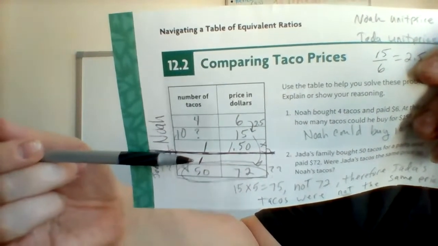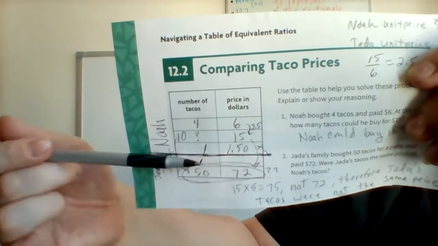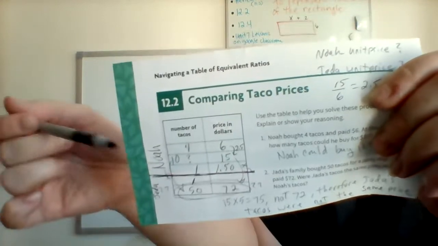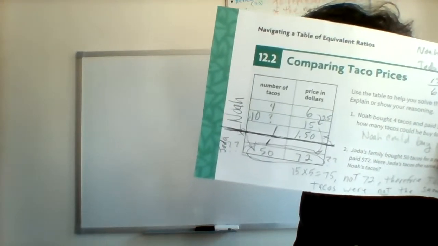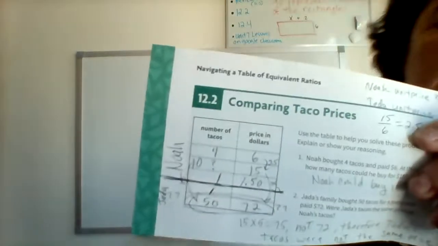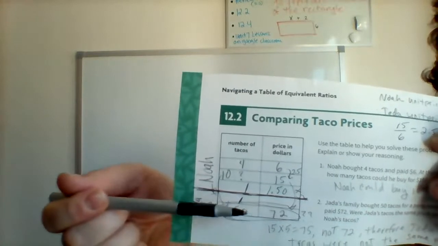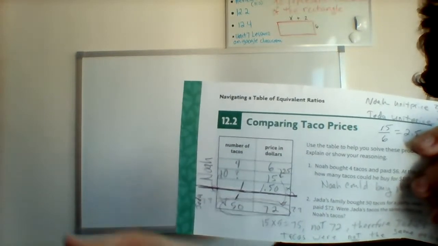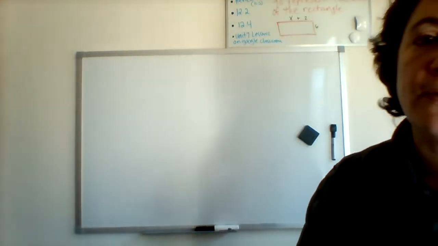How do we get Jada's 1 taco, the price for her 1 taco? How do we get from 50 to 1 or from 1 to 50? You guys have been telling me a lot to divide. So 50 divided by 50 is 1. So what is this number divided by 50? What is 72 divided by 50?